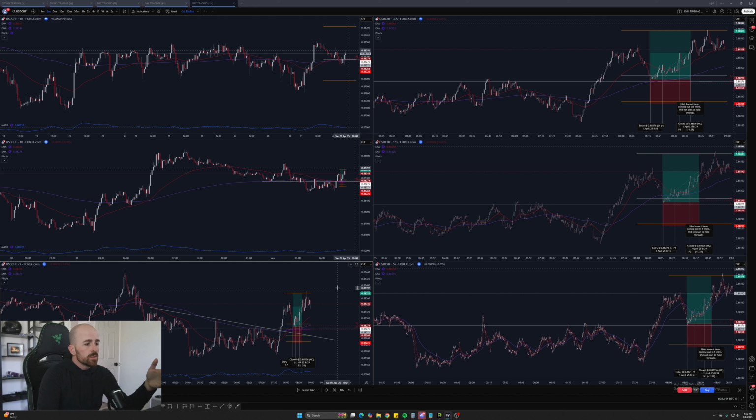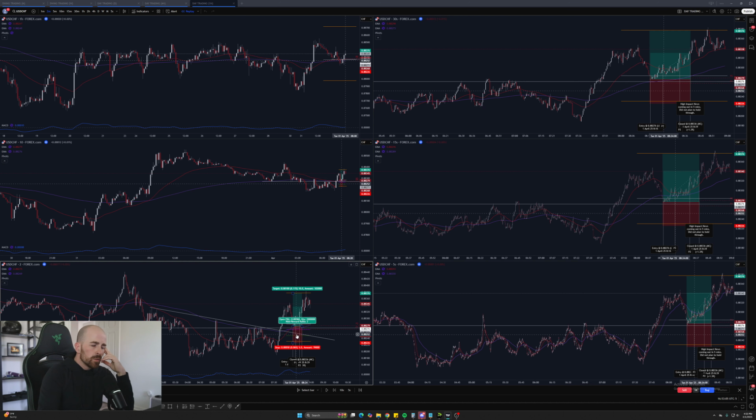So the strategies I'm using are basically the ones that he's developed, and I've just tweaked them a little bit to suit my own personality and style. So this would be considered a CBO per those strategies. It's a complete break of both the 2-minute 50 EMA and 200 EMA.